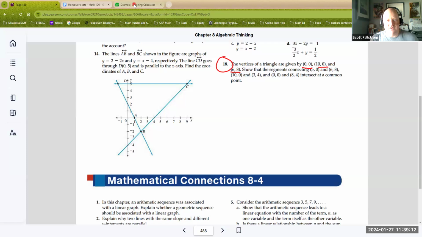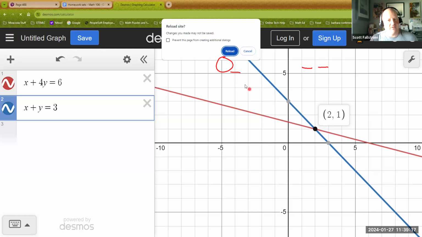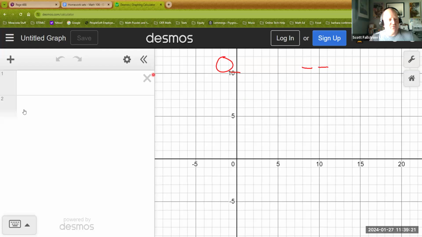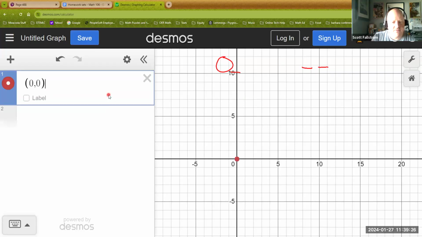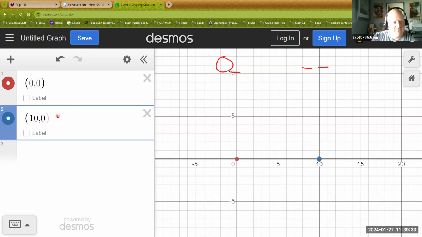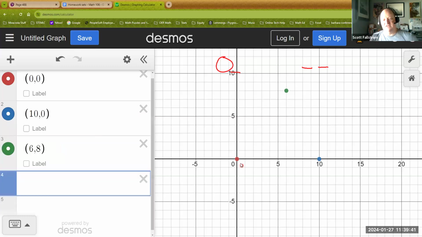Okay, so here we go. So I want to just reset this and reload. And now what's great about Desmos is you can actually graph a point. And so they want the point 0, 0. So there it is. It just graphs it for me. You can see right there. And then I want the point, what they say, 10, 0. Okay, so there's the point 10, 0. That one's in blue. And then what was the other point? 6, 8. Okay, there it is in green. So I can just type the points in, it graphs them for me.